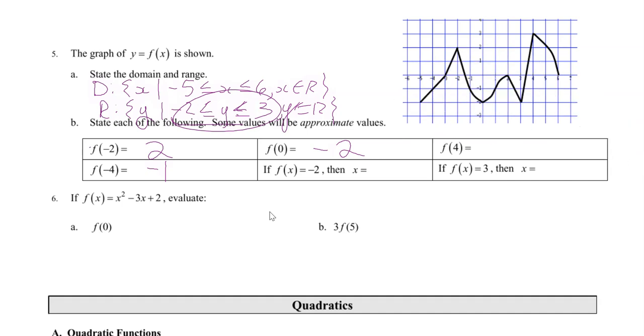If f of x is -2, now, whenever you see f of x, you can always replace that with y. So that says when y is negative 2, what's x? So here's how you do it. You say y is negative 2. That is literally the line y equals negative 2. Anywhere on that line, the value of y is negative 2. So what x values do I get? Well, x can be negative 5, x can be 0, x can be positive 3. Each of those x values, when you put it into the function, will give you a y value of negative 2.